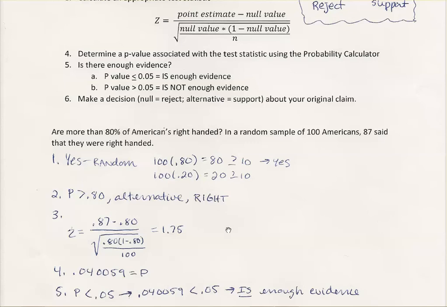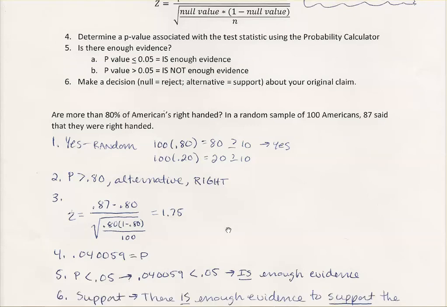So the next part is calculating that Z statistic. So you take your point estimates. So which one is your point estimate and which one is your null value? Well, we know that the null value comes from your claim. And in this case, your claim was that 80%, which is 0.8. So we know our null value. You can just go ahead and put your null value everywhere it goes in the formula.